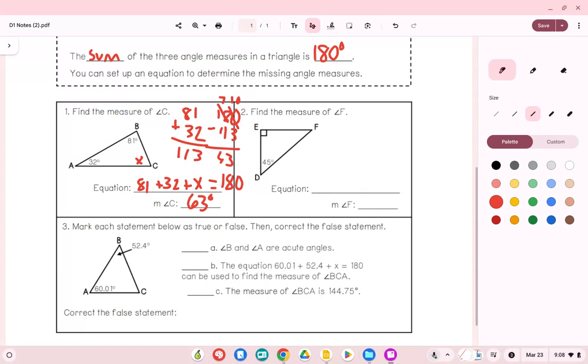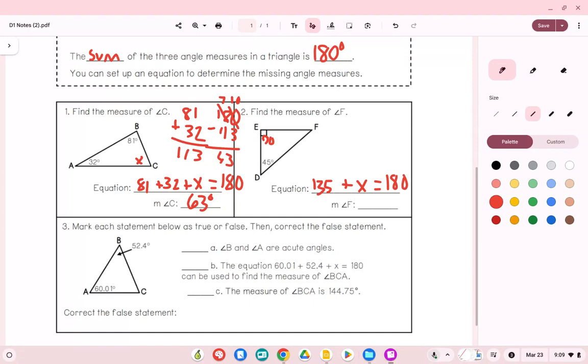All right, number 2, find the measure of angle F. So this time they give us the 45-degree angle, and then we need to know that the square means 90. So you can fill that in if you want. And then another way to write the equation, instead of drawing it out like 90 plus 45 plus x equals 180, you can just combine the two angles together. So 90 plus 45 would be 135 plus x equals 180. That just makes it a little bit simpler.